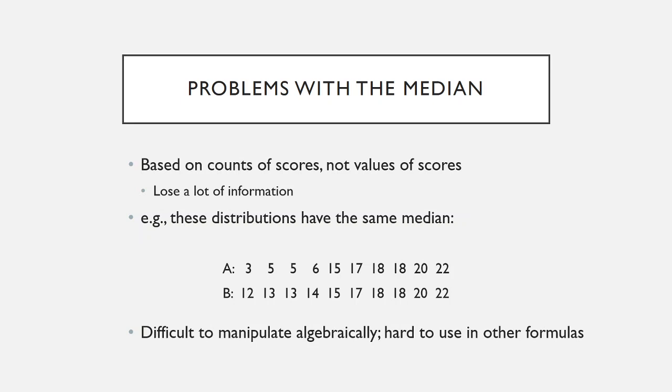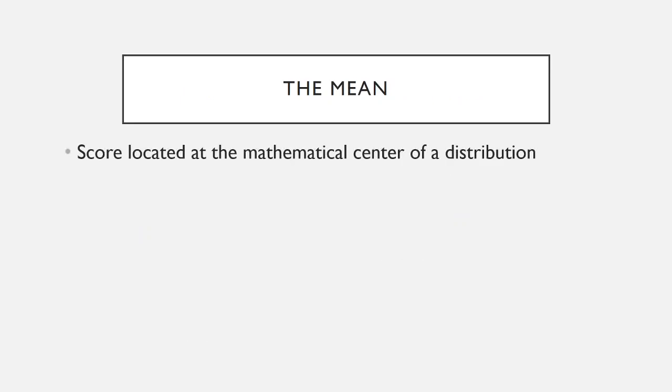Additionally, it's hard to plug into other formulas, so you're going to see the mean in most other equations, the median not so much. Now on to the mean itself. Again, this is the most commonly used central tendency statistic. Average and mean tend to be used interchangeably just because so often the mean is the ideal approach for summarizing the central tendency of your data.